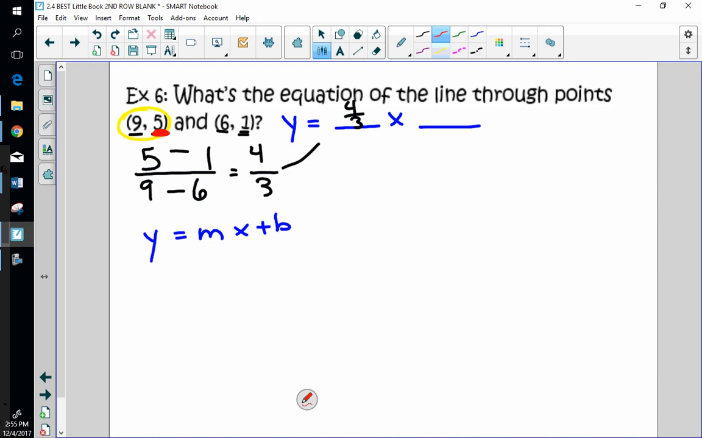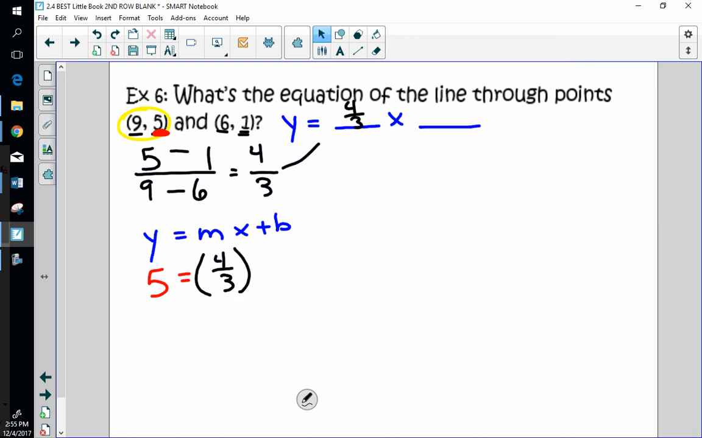My y coordinate of 5 goes in for my y. My slope that we figured out, 4/3, goes in for the m. The x coordinate of 9 goes in for the x. And b is what we're looking for, so we leave the letter b.